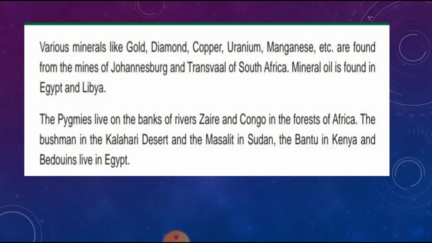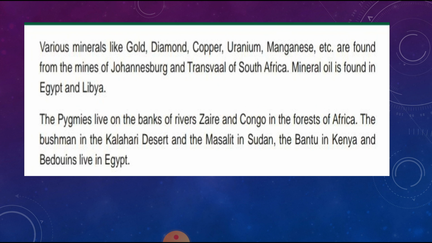And various minerals like gold, diamond, copper, uranium, magnesium, etc., are all found in the mines of Johannesburg and Transvaal of South Africa. And mineral oil is also found in Egypt and Libya. So these minerals are found in Johannesburg and Transvaal of South Africa, and mineral oil has been found in Egypt and Libya.